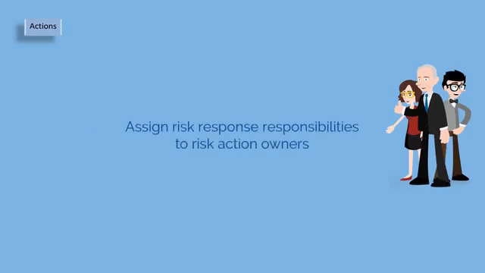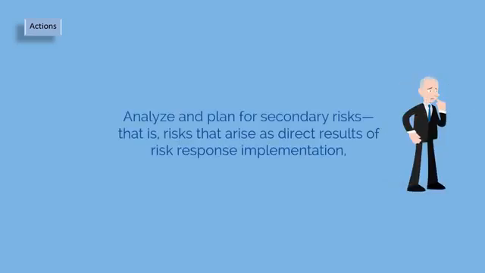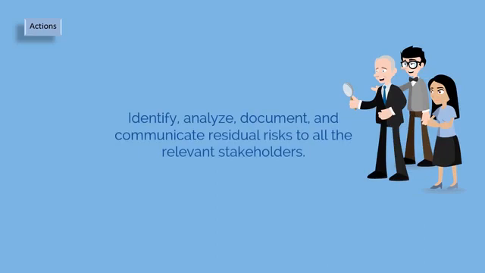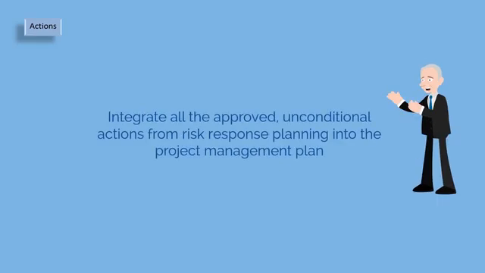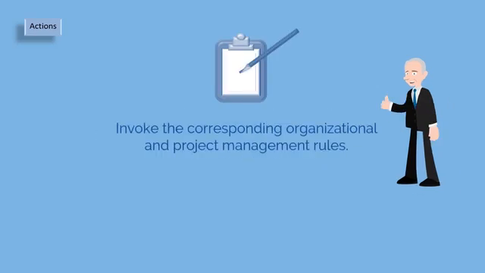Assign risk response responsibilities to risk action owners. Analyze and plan for secondary risks, that is, risks that arise as direct results of risk response implementation. Identify, analyze, document, and communicate residual risks to all the relevant stakeholders. Residual risks are those risks that remain even after risk response implementation. And integrate all the approved unconditional actions from risk response planning into the project management plan and invoke the corresponding organizational and project management rules.